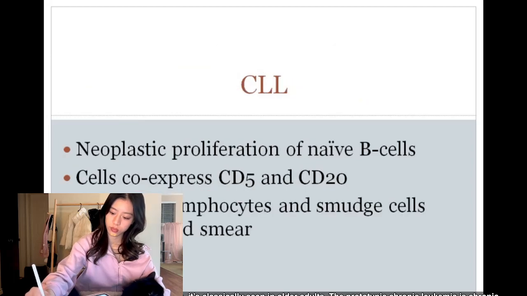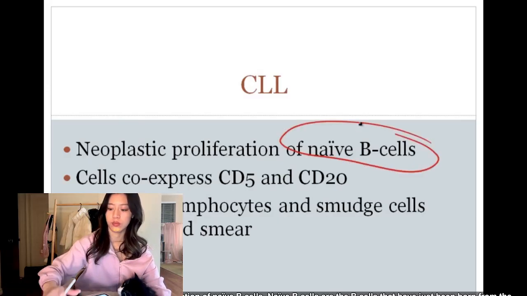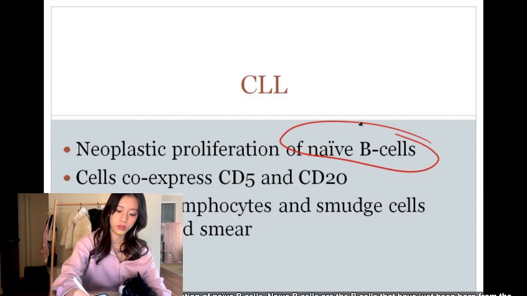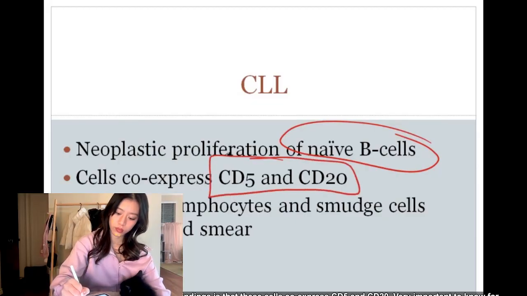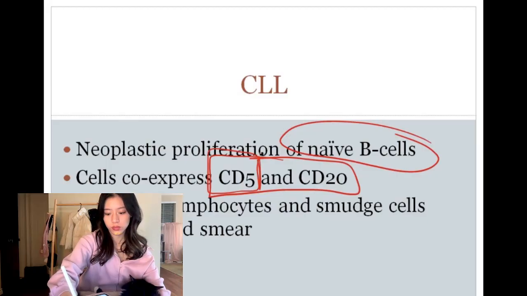The prototypic chronic leukemia is chronic lymphocytic leukemia, or CLL. It's a neoplastic proliferation of naive B cells. Naive B cells are the B cells that have just been born from the bone marrow. And one of the characteristic findings is that these cells co-express CD5 and CD20. Very important to know for examinations. CD5 is a marker that would normally be expected to be present on a T cell, but in this particular case, it's aberrantly expressed on this B cell. And so this is a characteristic finding, co-expression of CD5 and CD20.